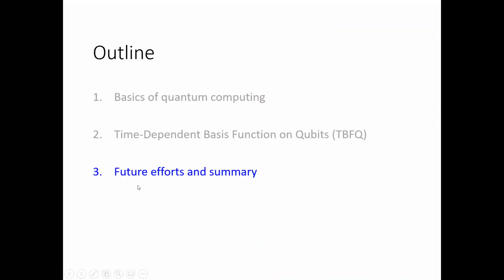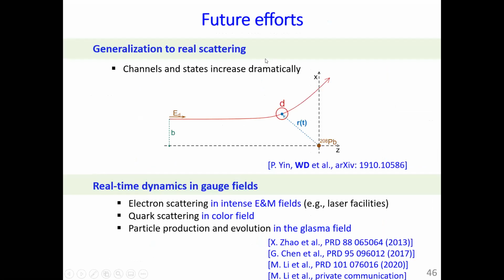Finally, I will go to the discussion of future efforts and the summary. This method, this algorithm can be generalized to real scatterings, where the channels and the states are increasing dramatically. And this scheme can also be generalized to study real dynamics in gauge fields. For example, the electron scattering in intense E&M fields.